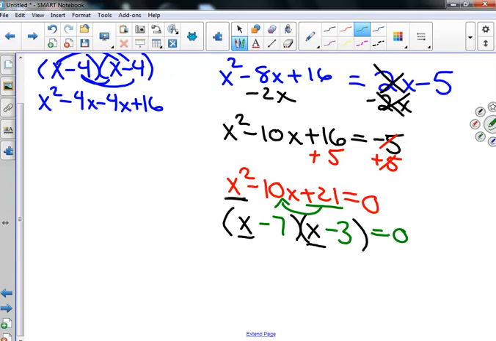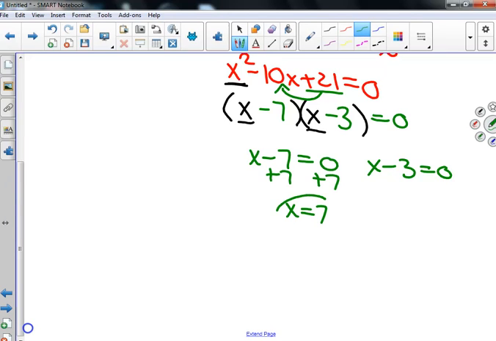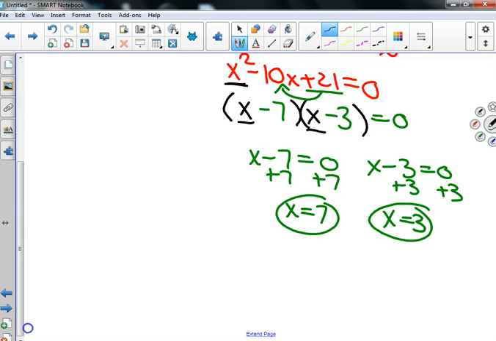Okay, so again, now to solve, it would be x minus 7 equals 0, and then x minus 3 equals 0. Add 7 to both sides. X equals 7. Add 3 to both sides. X equals 3. Those are my two answers. Unfortunately, we are not done yet when we do square roots. We need to plug these back in and see if there are any solutions that do not work.